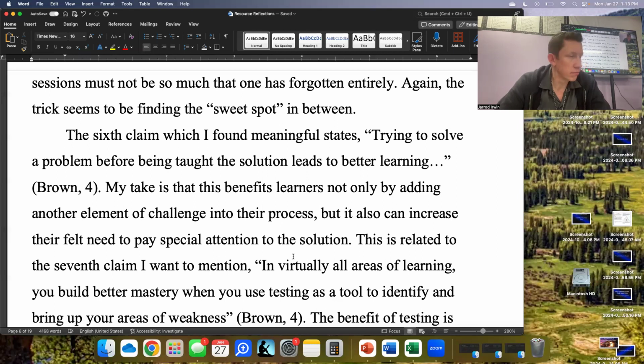Have a yellow highlighter? I don't. I do. Yeah, please. Thank you. Thank you. Appreciate that.